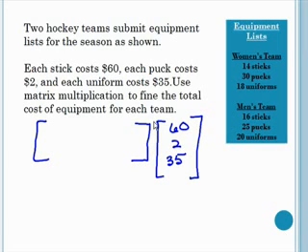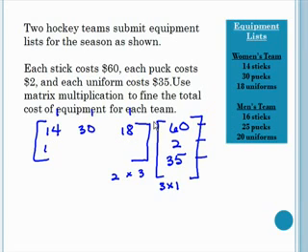Remember that we need our dimensions to be the same. So this one is a 3 by 1. So that means this one has to end in a 3. So we have 2 different teams here. So we'll do the teams in the rows, and then we want to take the sticks, the pucks, and the uniforms. Because we have sticks, pucks, uniforms here, we need sticks, pucks, uniforms here when we multiply them together. So for the women's team, we'll put it on top: 14, 30, 18, and then the men's is 16, 25, 20.